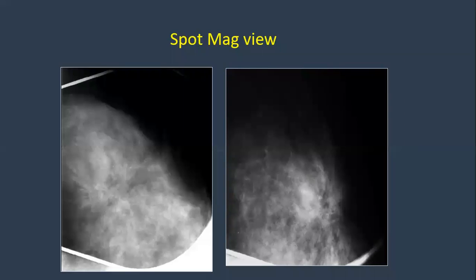And this is a spot magnification view. The spot magnification view shows a lucent area with radiating lines from this area, causing tethering of the parenchyma and a focal area of contour deformity caused by tethering. So this confirms the architectural distortion.